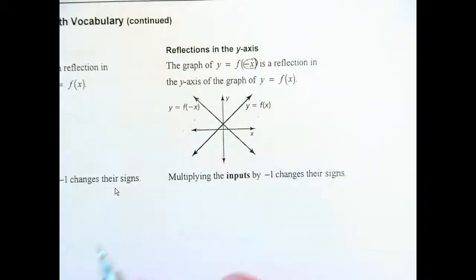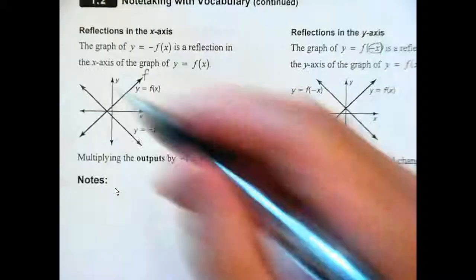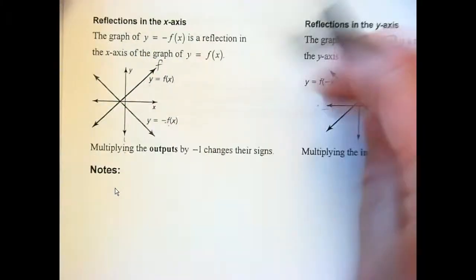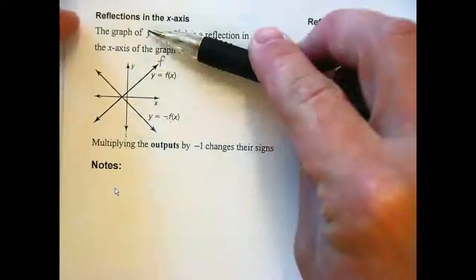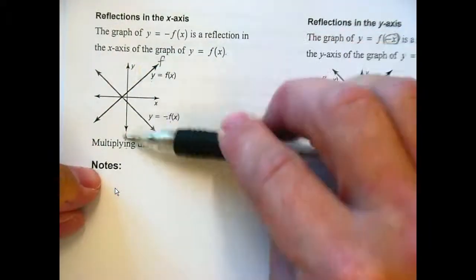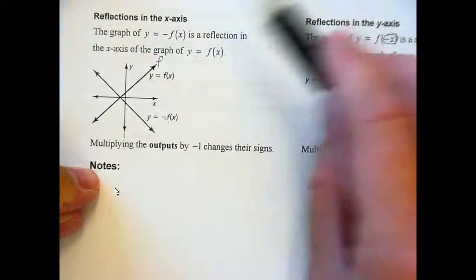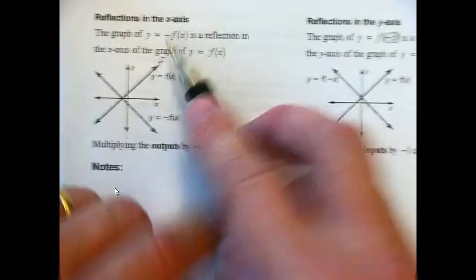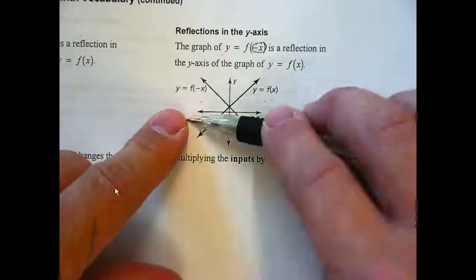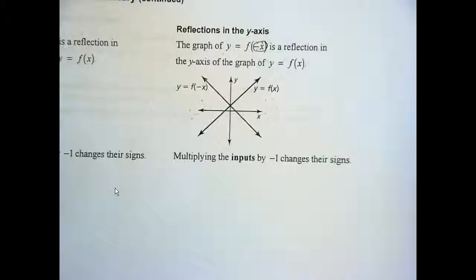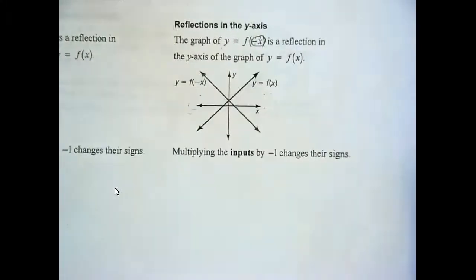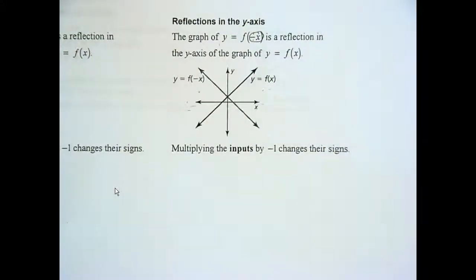So what you really have to remember is if you are moving your values horizontally, it's happening inside parentheses. If you're moving your values vertically, which is what's happening when you flip it downward, you're moving it along the vertical scale, it's happening outside. Horizontally, flipping it this way, it's happening inside. Okay, you're multiplying your inputs by -1. It changes their signs.